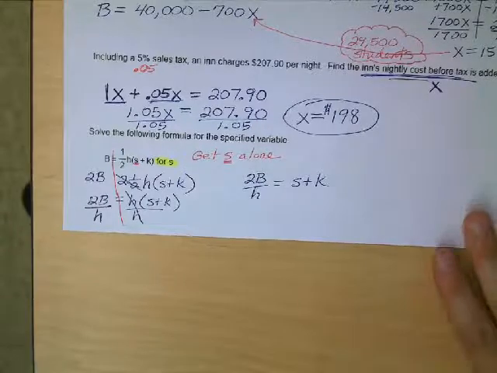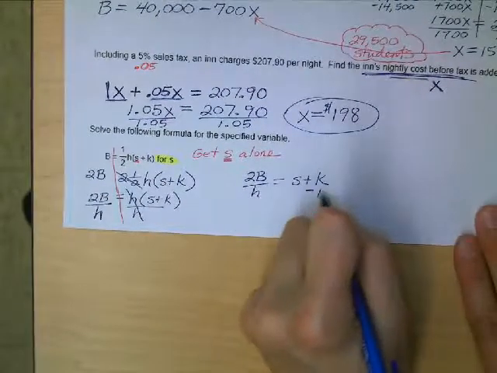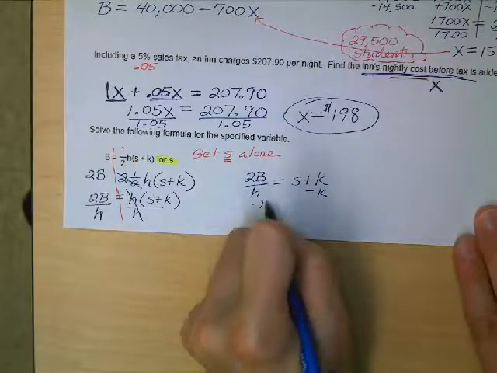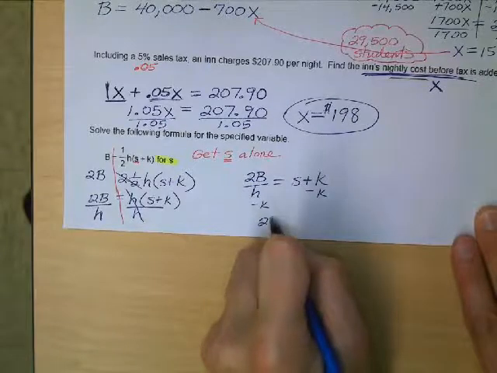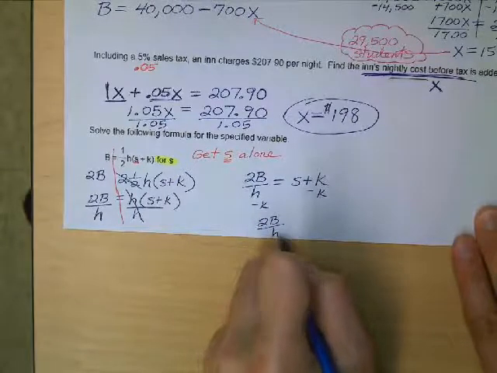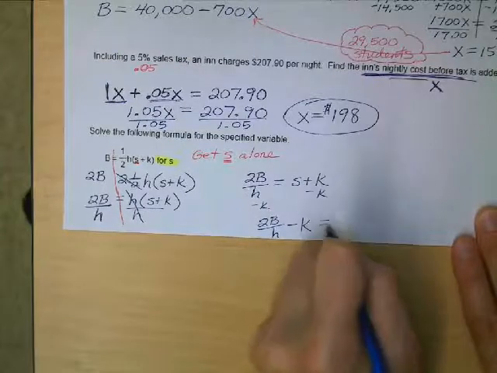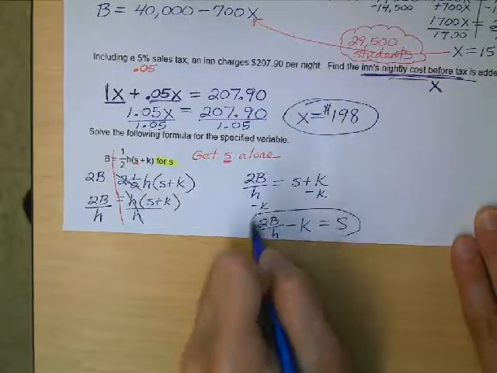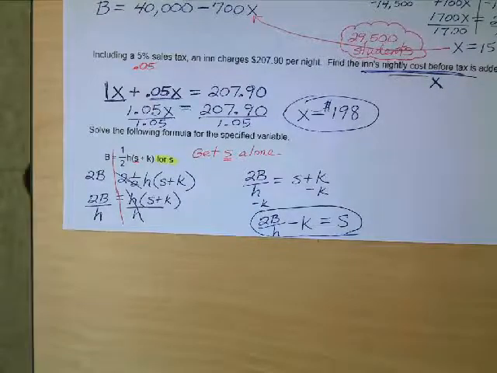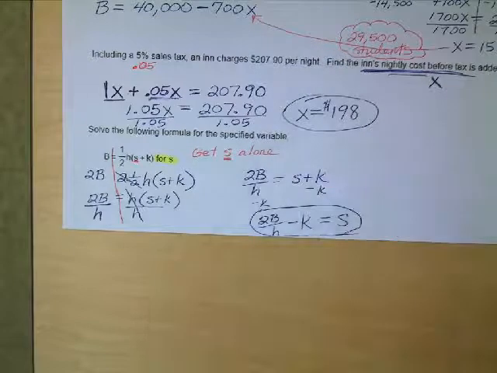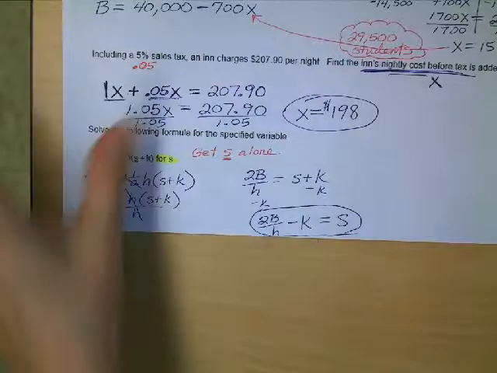So what's the last step? Subtract k. So the answer is 2b divided by h, and then just minus k after it equals s. See, that's the answer. You get the s by itself. You get the letter s by itself. 2b divided by h, and then subtracted the k. So that's what lesson 1.3 is about. It's about story problem type things like that and formulas, using formulas, solving for a letter.